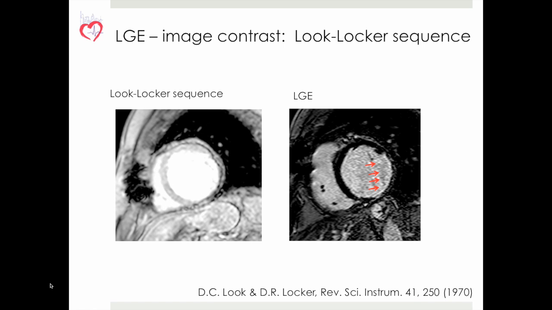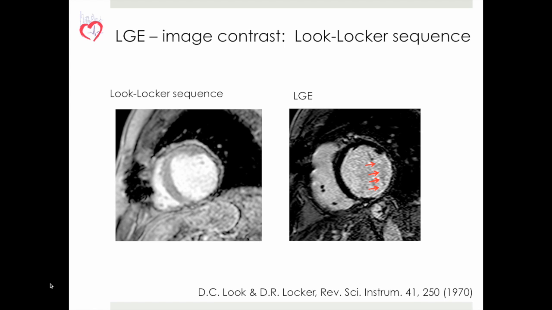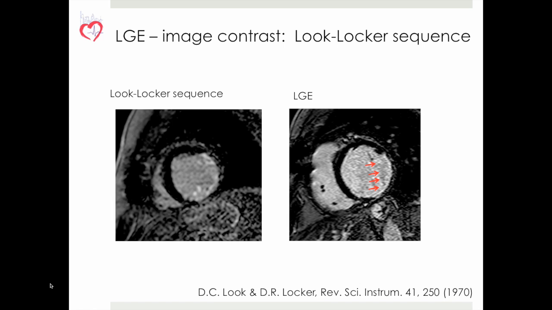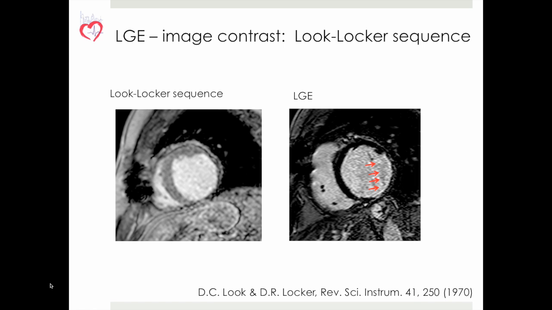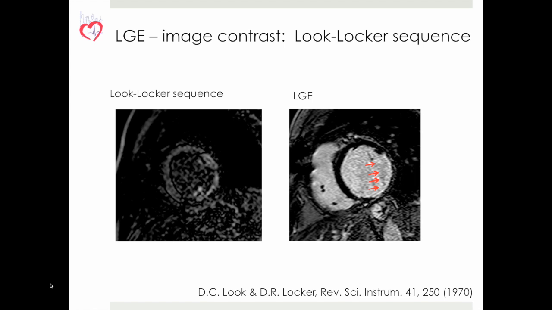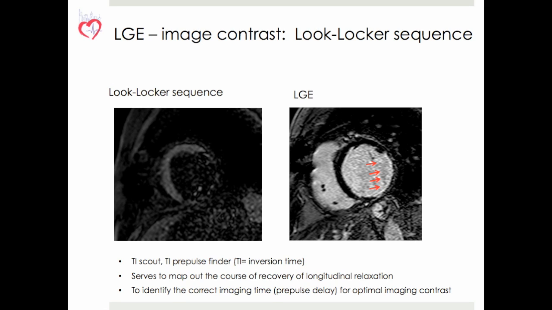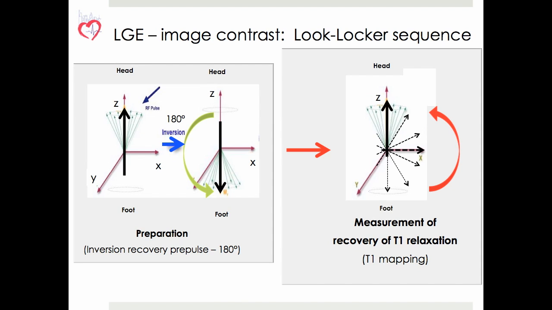Image contrast in late gadolinium enhancement is defined with the help of the Look-Locker sequence. This is a T1 mapping sequence that is based on a report of Drs. Look and Locker in 1970. This sequence, also known as a TI Scout or TI Prepulse Finder, serves to map out the course of recovery of longitudinal relaxation and helps to identify the correct imaging time for optimal imaging contrast that is as white and as black as possible. Just a touch of MR physics to illustrate how this all works.